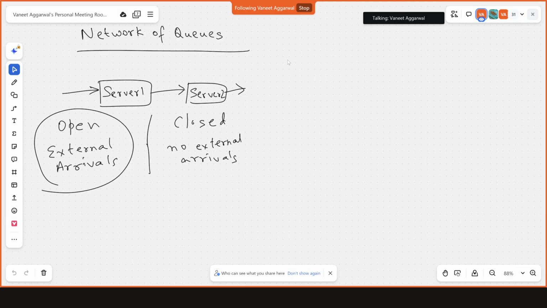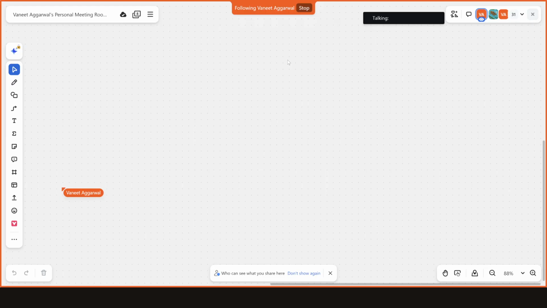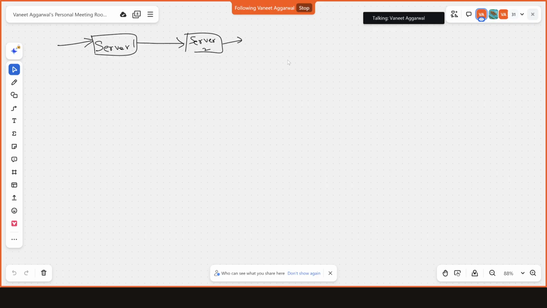So let us understand one example. We have incoming customers going to server 1, and after the departure from server 1, they go to server 2, and then exit. There is a queue here, and then there is a queue here.